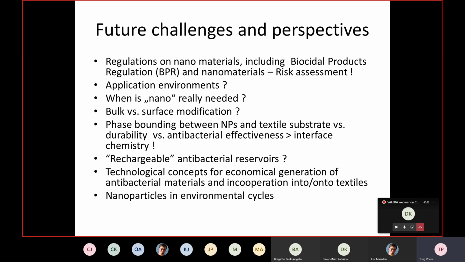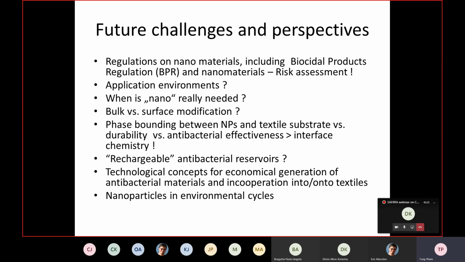And as mentioned before, the main problem remains the durability. So we need to work on the bonding between the nanoparticles and the textile treatment. Again, here we know the leaching and the bonding types. So we are talking about the balance between durability and the antibacterial effectiveness. Here we need to work on the interface chemistry. Could we also imagine something we call rechargeable antibacterial reservoirs to load the antibacterial agent again and again?